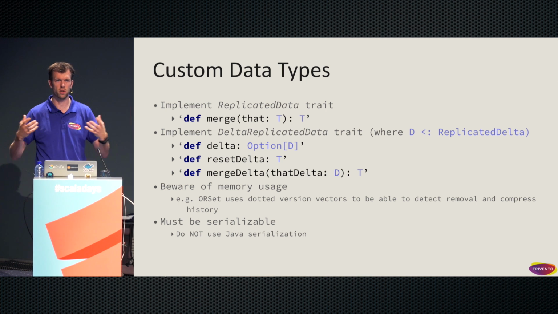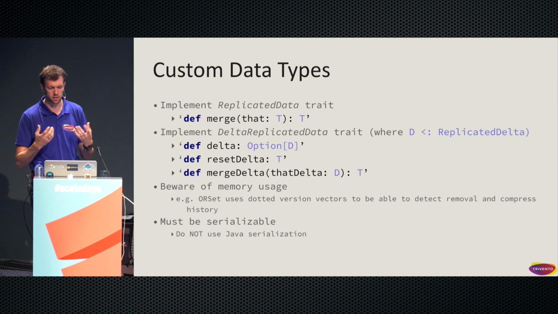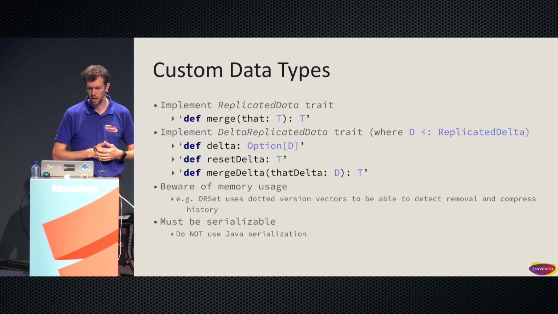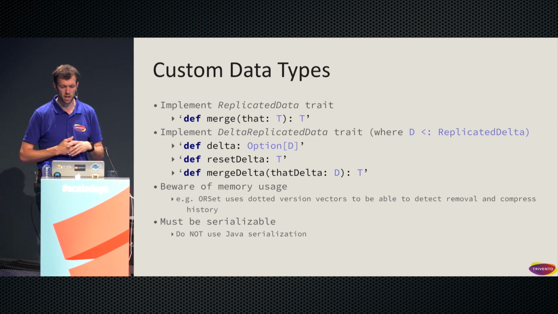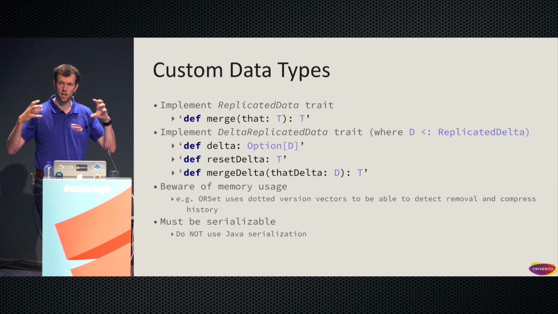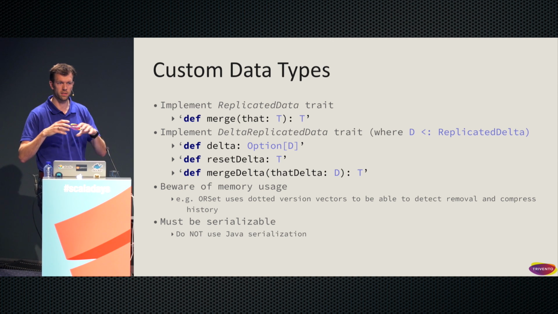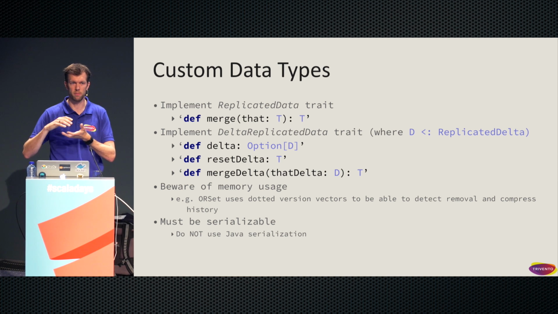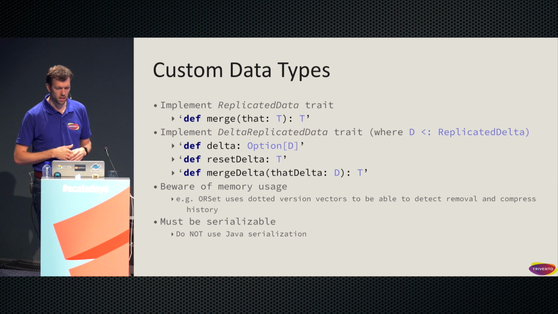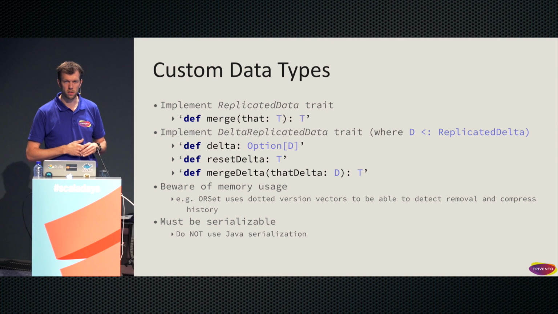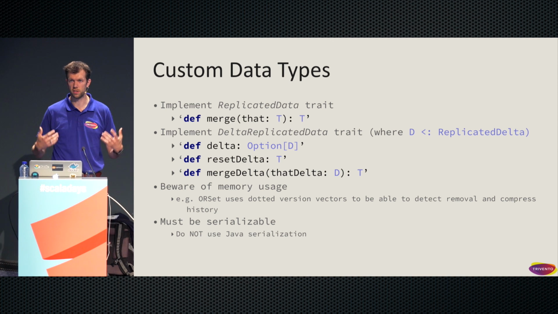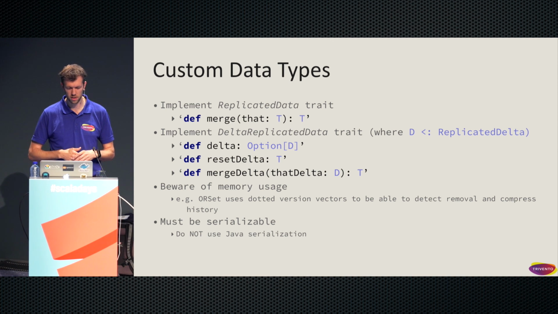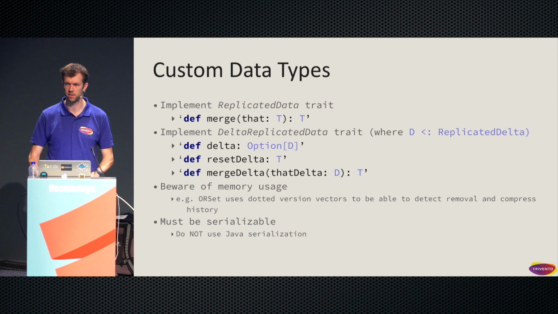What can you do when you merge information so that you can compress it? For instance, in OR set, dotted version vectors are used to compress it and to make sure that we get the least amount of memory footprint. So again, when you create your own custom data type, it needs to be serializable, but whatever you do, make sure that you don't use Java serialization.